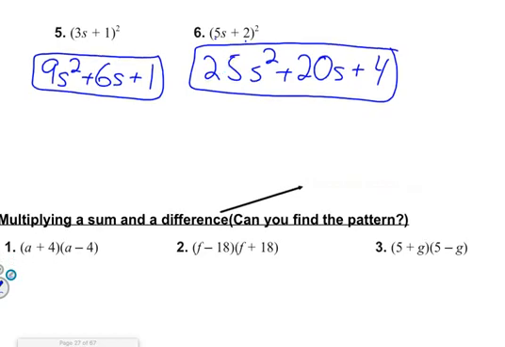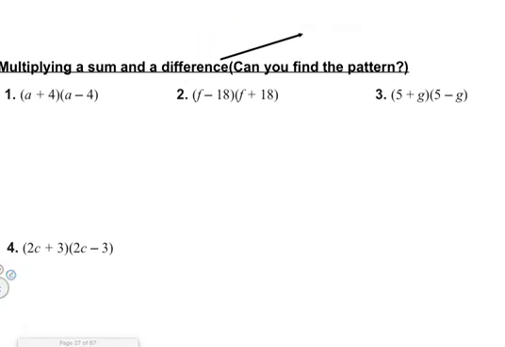Okay? All right, next little chunk down here. It says multiplying a sum and a difference. Can you find the pattern? Okay, so first thing I want you to notice is take a look at every set of parentheses. What do you notice about the 2 sets of parentheses? One's positive, one's negative. What else do you notice about the 2 sets of parentheses? They have the same numbers or terms in them. That's right, okay? So when they look identical, except one is a plus and one is a minus, we have a special name for that. They are called conjugates. Okay, so go ahead and write that down there. Put a little arrow that these are called conjugates. When we see that sum and difference pattern, it's really called conjugates. That's kind of a name we're going to use a lot here.